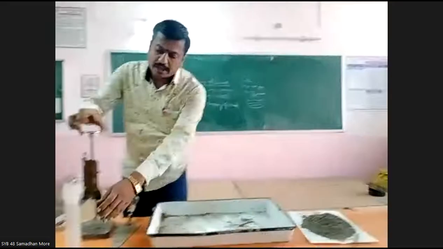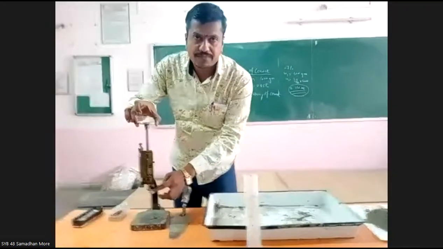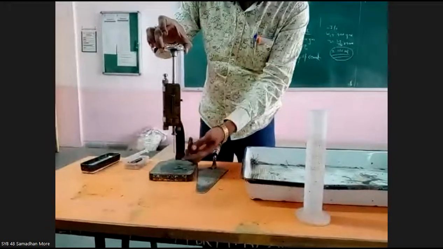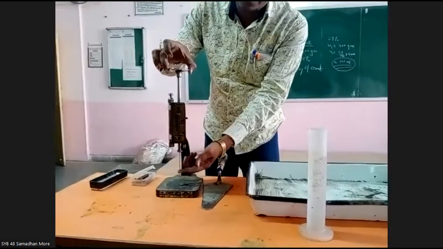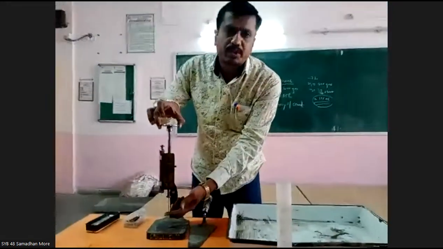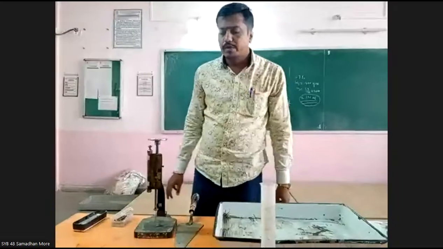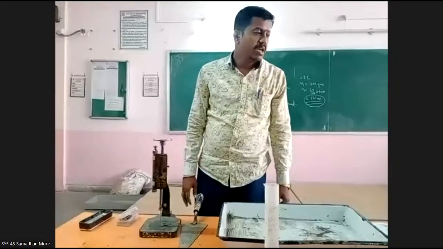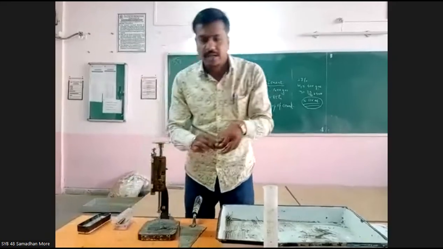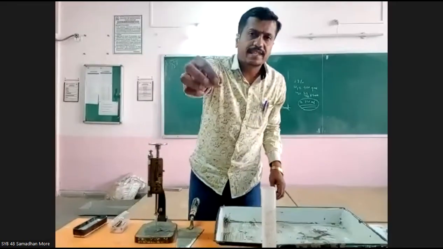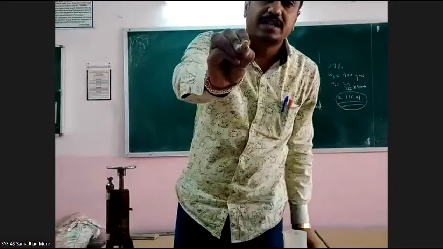Now, as you have seen, I have attached the initial setting time needle over here. This is your initial setting time needle. The area of that needle is 1 mm square. This is the needle that we are going to use to determine the initial setting time. And for the final setting time, I will use this final setting time needle. If you see, there is an impression which is marked.